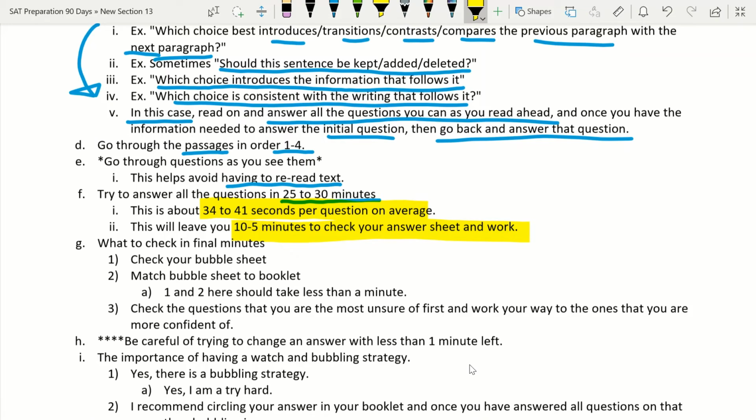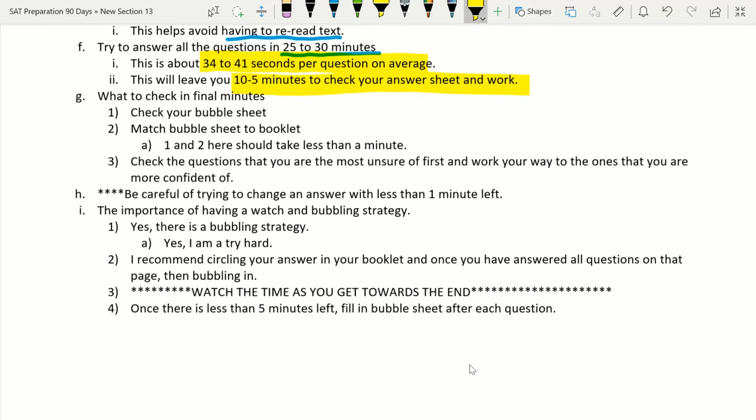Okay, and this gets into something that I call a bubbling strategy. So this deals with timing and pacing with the bubble sheet, because obviously you have a test booklet on the SAT and you have a bubble sheet. And you have to make sure that you have your answers in your bubble sheet, so you have to convert them from your test booklet to your bubble sheet at some point using some strategy. Now, most people don't think about this strategy when they take the SAT, but they really should, because it can save you a lot of time.